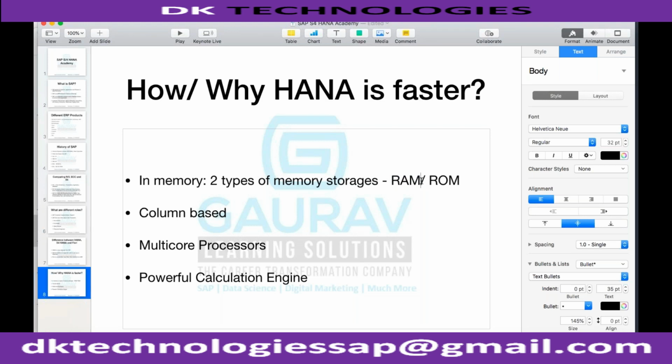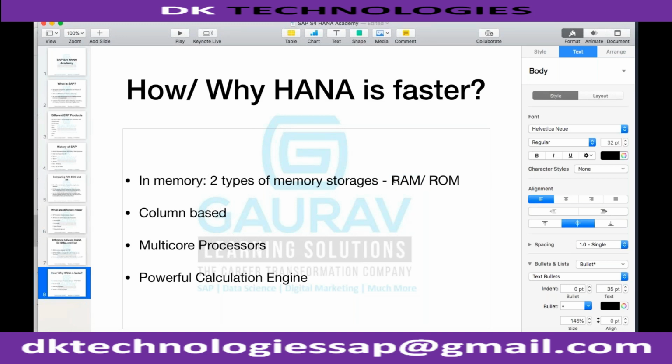So if you are talking about Oracle, if you are talking about SQL Server, if you are talking about the old databases, RAM was only used to process the data and ROM was used to store the data. Now with HANA, even RAM has a capability to store and process the data. So processing the data as well as storing the data would be possible within RAM itself. That is called as in-memory computing.